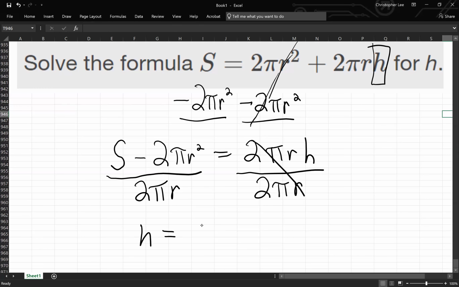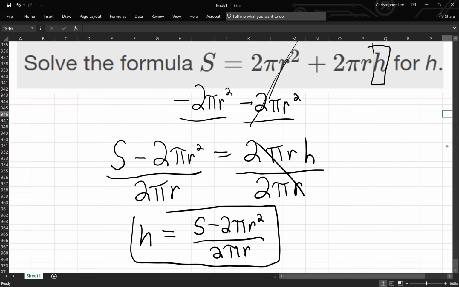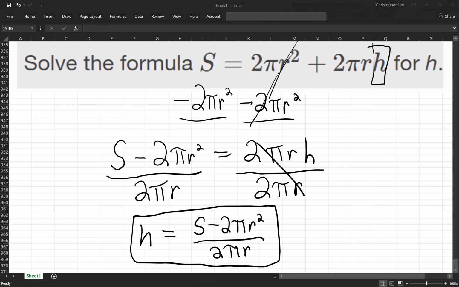Because h is equal to S minus 2 pi r squared over 2 pi r. Simple, right? It looked crazy, but it was only 2 steps. And don't worry, you all got some for homework.